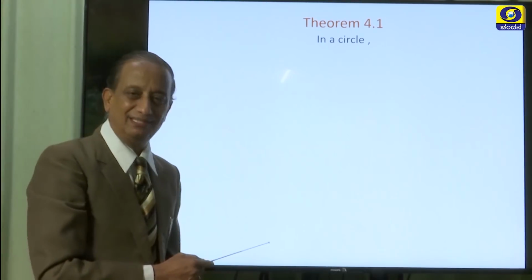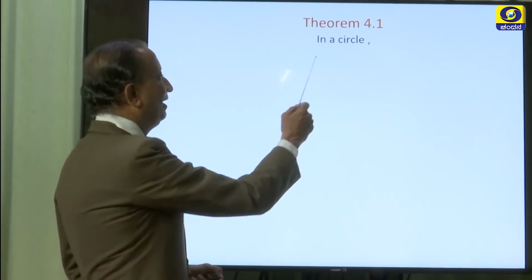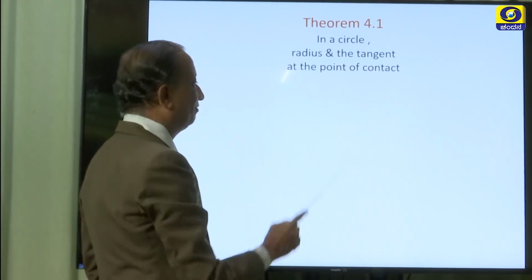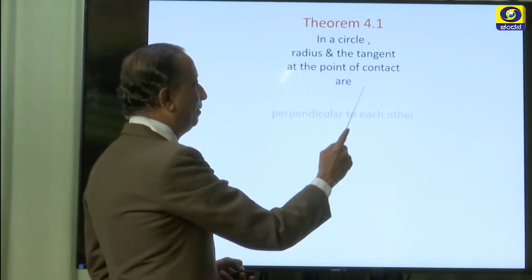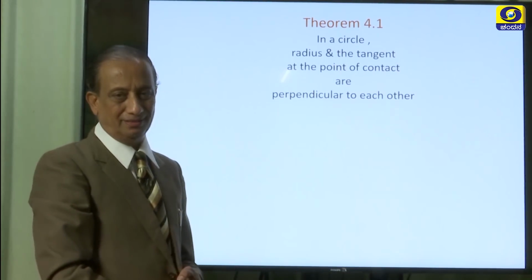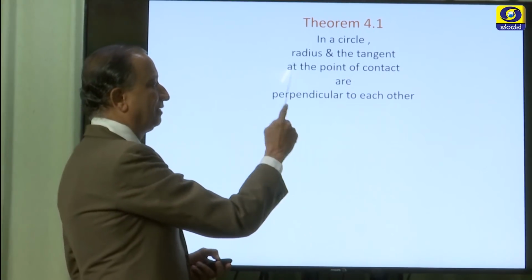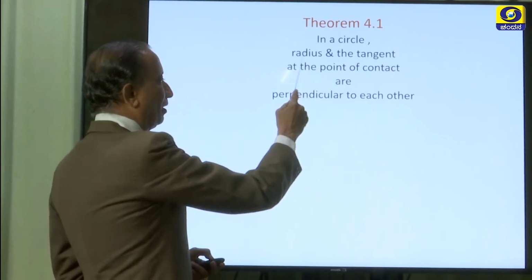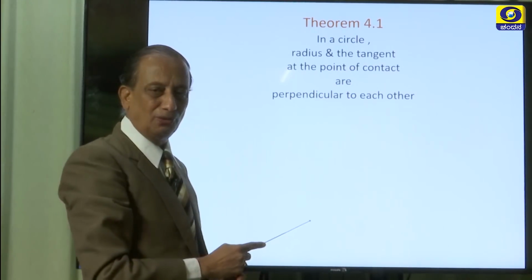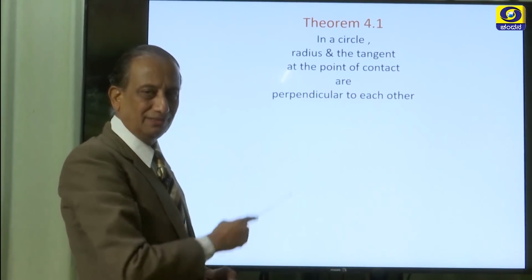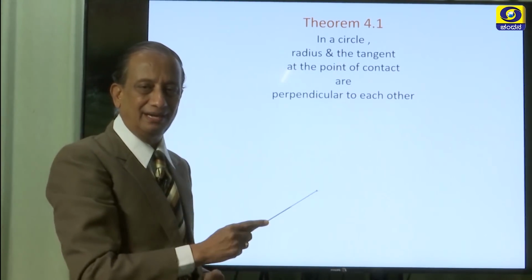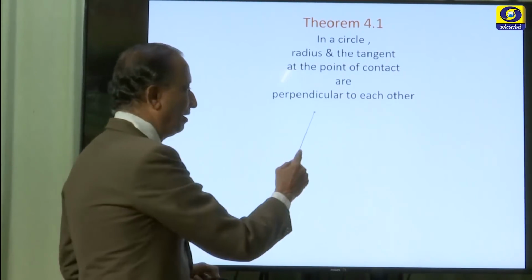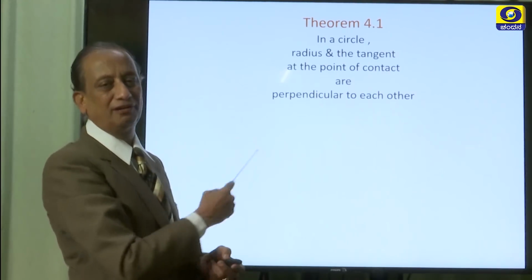The statement, general enunciation: In a circle, radius and the tangent at the point of contact are perpendicular to each other. This is the statement, called general enunciation. So in any circle you draw the radius and draw the tangent also. At the point of contact, you can see that the tangent and the radius are always perpendicular to each other. Now we have to draw a suitable figure for this.